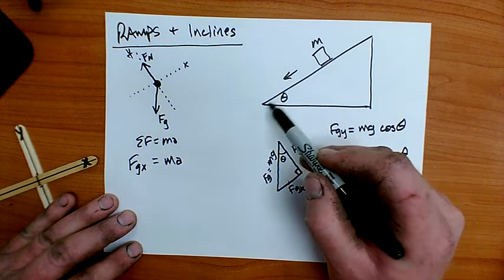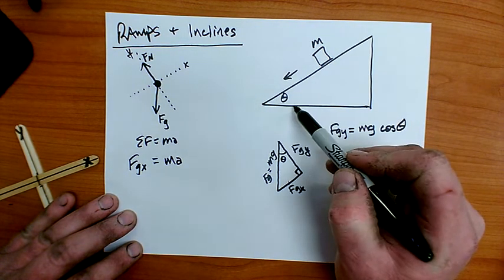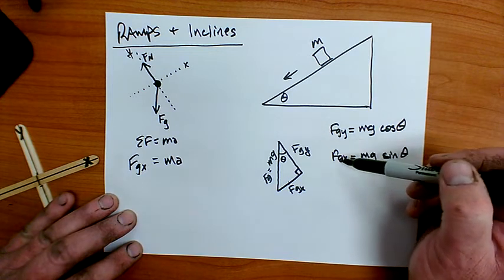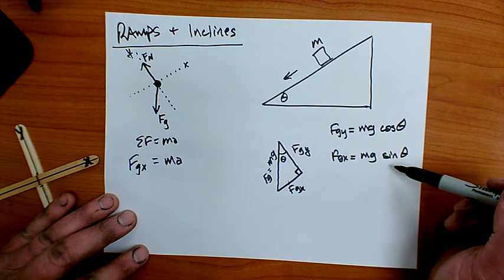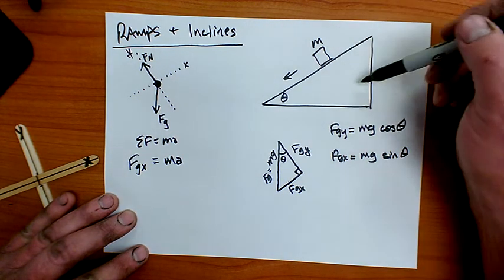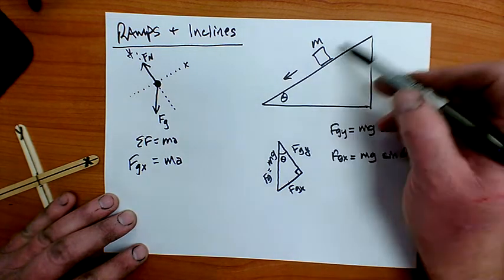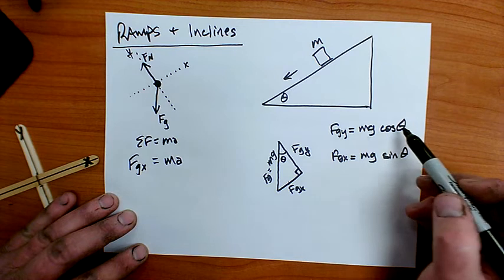So the angle theta is the angle of the ramp measured from the surface of the ramp to the horizontal. Then the x and y components of gravity will equal mg cosine theta for the y component and mg sine theta for the x component. And by x, we mean parallel to the ramp, and by y, we mean perpendicular to the ramp. So the parallel component of gravity is going to be mg sine theta. The perpendicular component will be mg cosine theta.